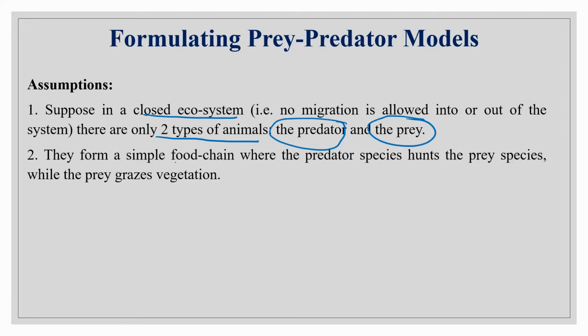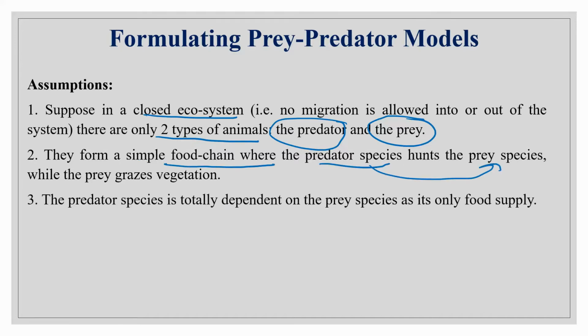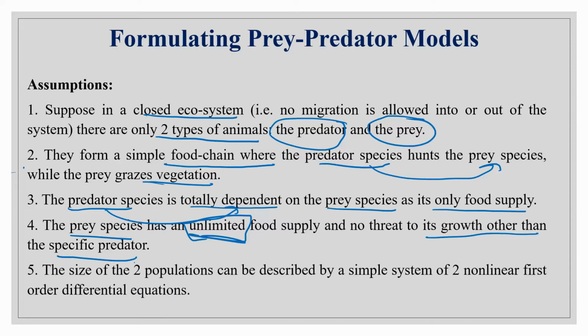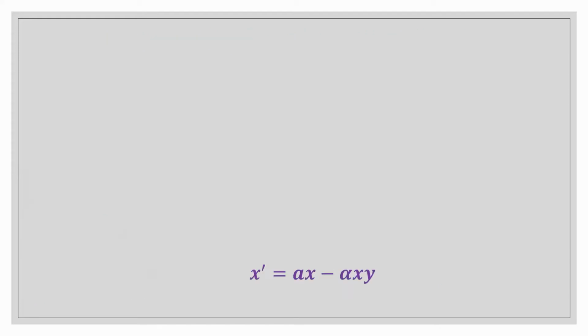Then they form a simple food chain where the predator species hunts the prey species, and the prey species depend on the vegetation, and the predator species is totally dependent on the prey species for its food supply, and the prey species has unlimited food supply and has no threat to its growth other than the predator. And the sizes of the two populations can be described by two simple nonlinear first order differential equations. So let us go step by step to see how to develop the model.